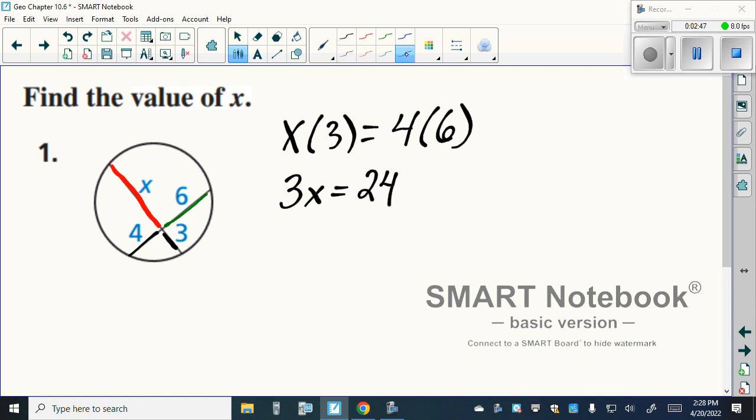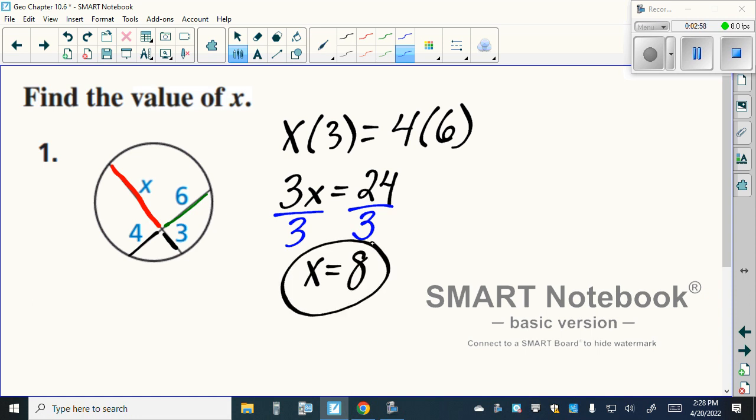So what do we need to do next to solve for the value of x? 24 divided by 3 is? Questions on this here? Okay. Are you ready for the next one?